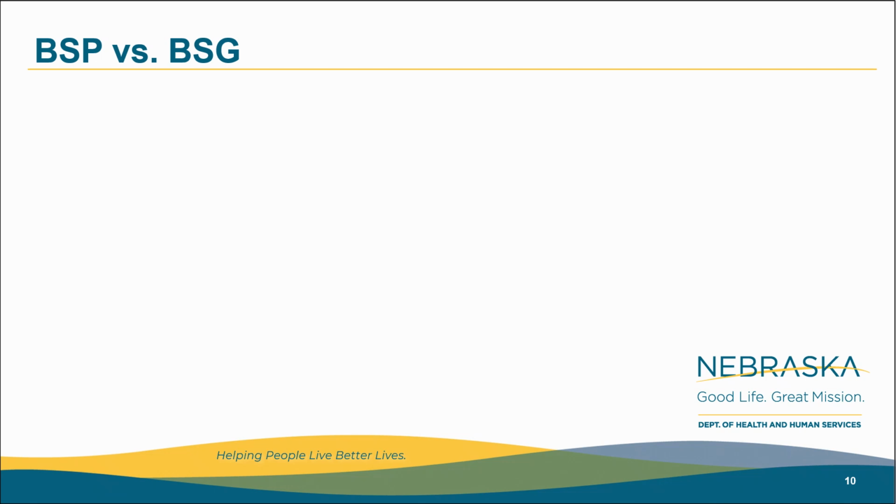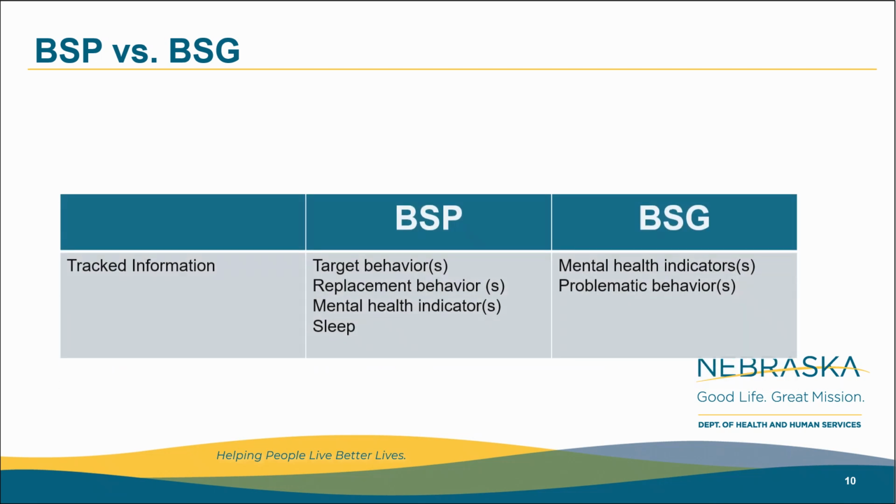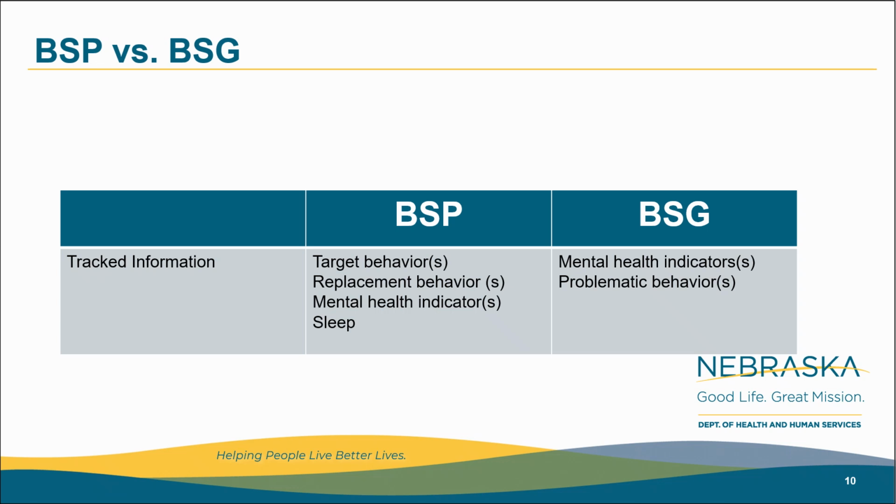Let's now take a look at some specific differences between a behavior support plan, the BSP, and behavior support guideline, the BSG. One important difference, as we saw before, will be the type of information that is tracked and collected. With the BSP, we collect data on one or more target identified behaviors, one or more replacement behaviors, one or more mental health indicators, and sleep. With the BSG, we will be tracking mental health indicators and/or identified behaviors of concern as may be appropriate for the particular individual.